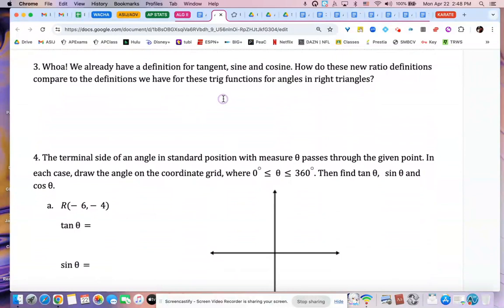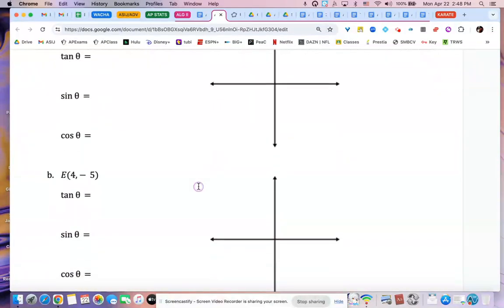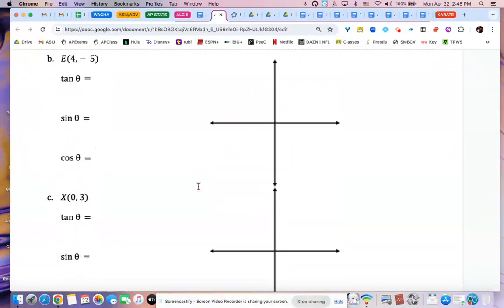We already have the definitions of tangent, sine, and cosine. Nothing changes. There's no change to sine, cosine, tangent. The only little adjustment is that sometimes we have negative values now if we're in a different quadrant. Okay, so for 4, you can see we got an A, B, and C.